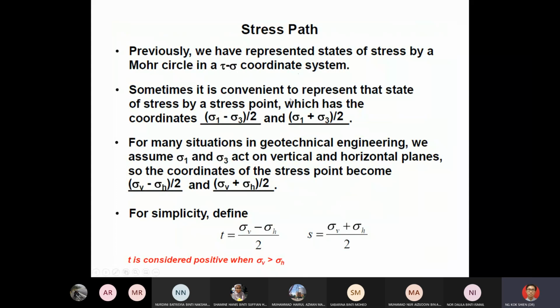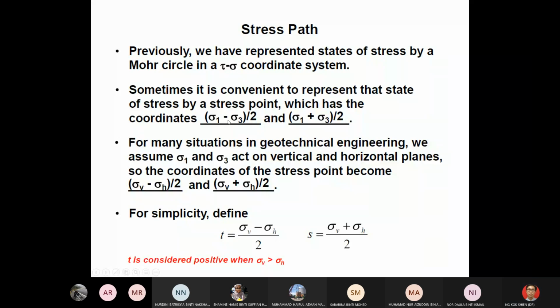Sometimes it is convenient to represent the state of stress by a stress point. If you use a stress point to tell the stress state of the soil, it's more convenient because we can see how the soil feels, and when it will feel. Later on we'll talk deeper about this, but now bear with me. The stress point has a coordinate of sigma 1 minus sigma 3 over 2, which is the deviator stress divided by 2.